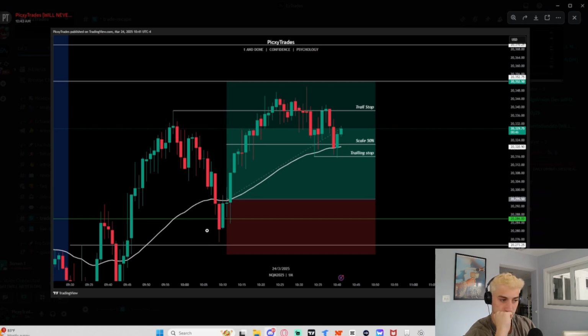This would be that higher high. This would be that higher low. And you can see that we formed that higher high here, which is where we started trailing, right?